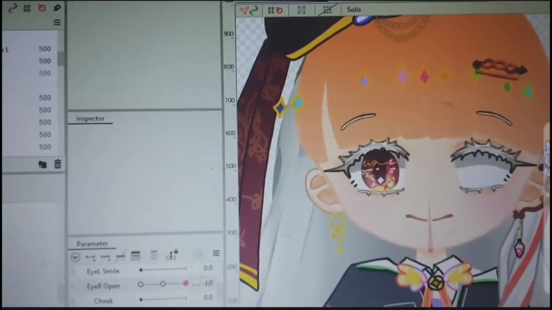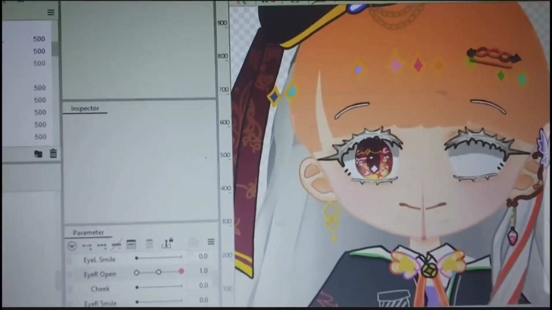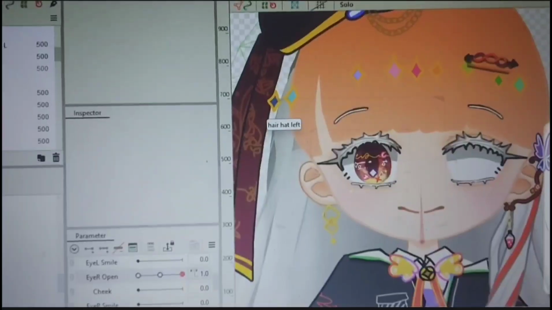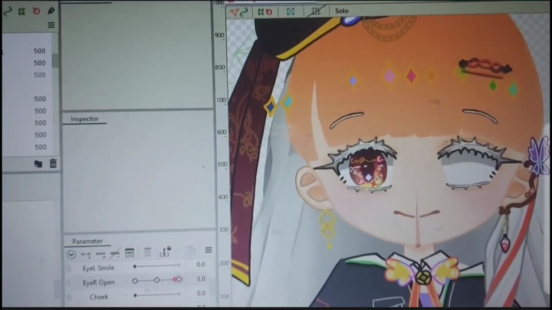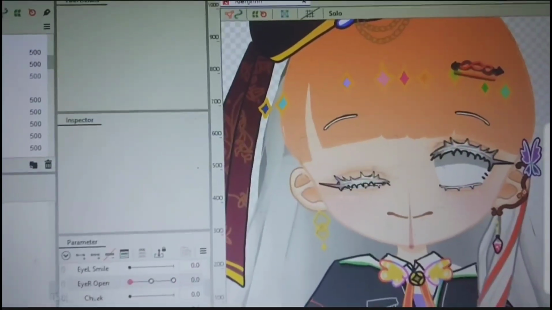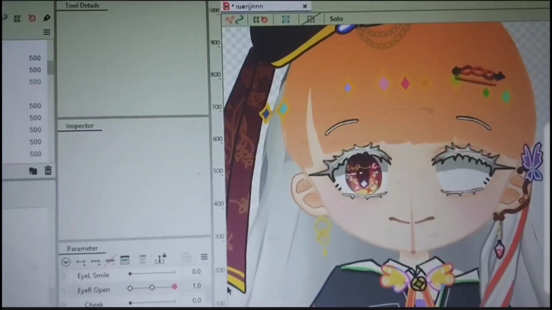Next we had to work on the eyes. So the eyes, basically, it's not that hard if you just focus on one eye and then you just copy everything and paste it onto the other side.